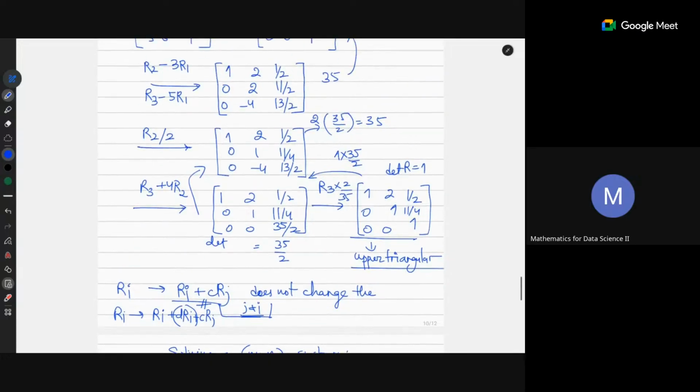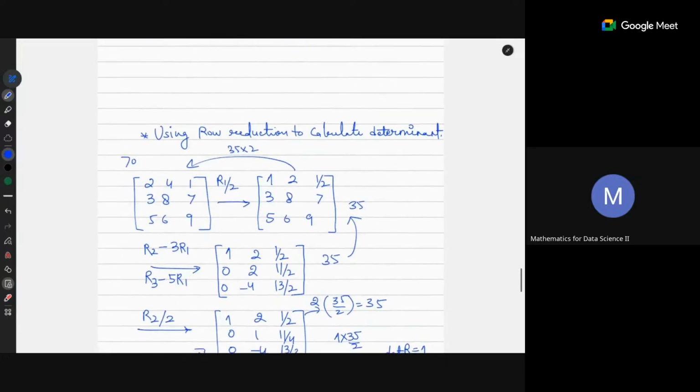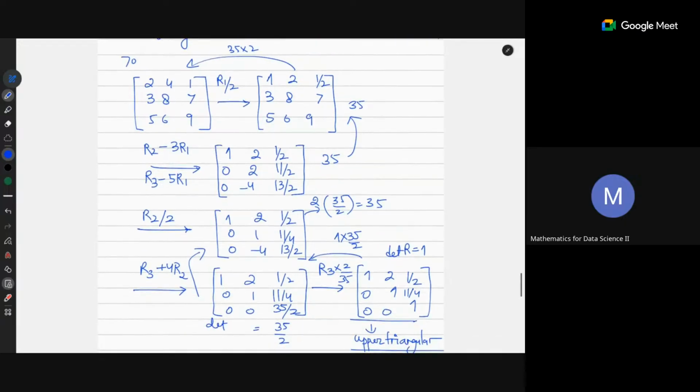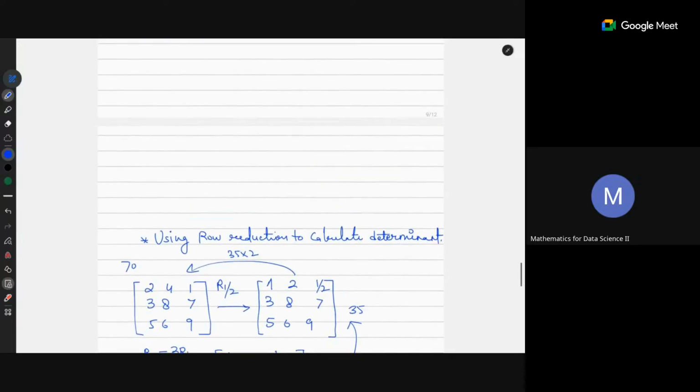If you all are comfortable with whatever I said, you can use this method to calculate the determinant. You can first reduce your square matrix to an REF form, and then trace back the determinant. So let me write down how it changes.